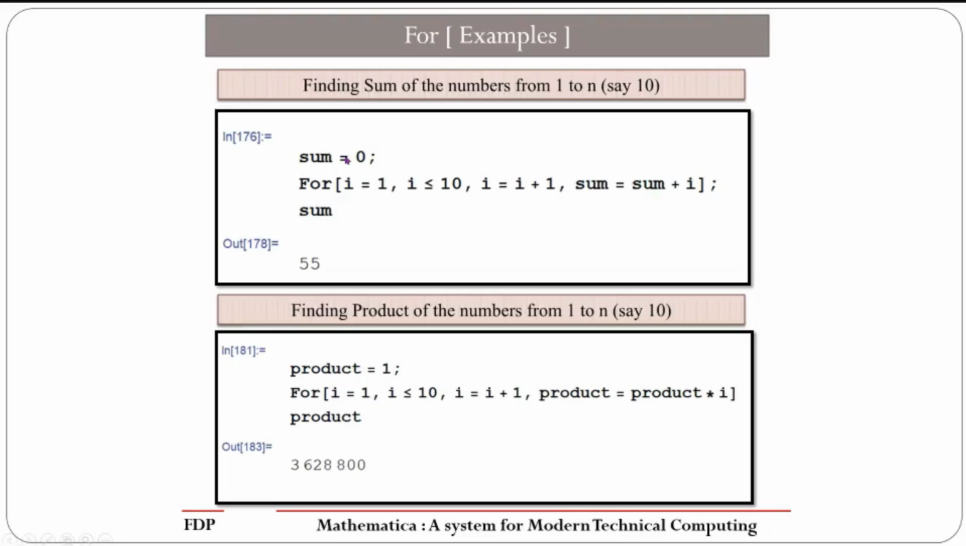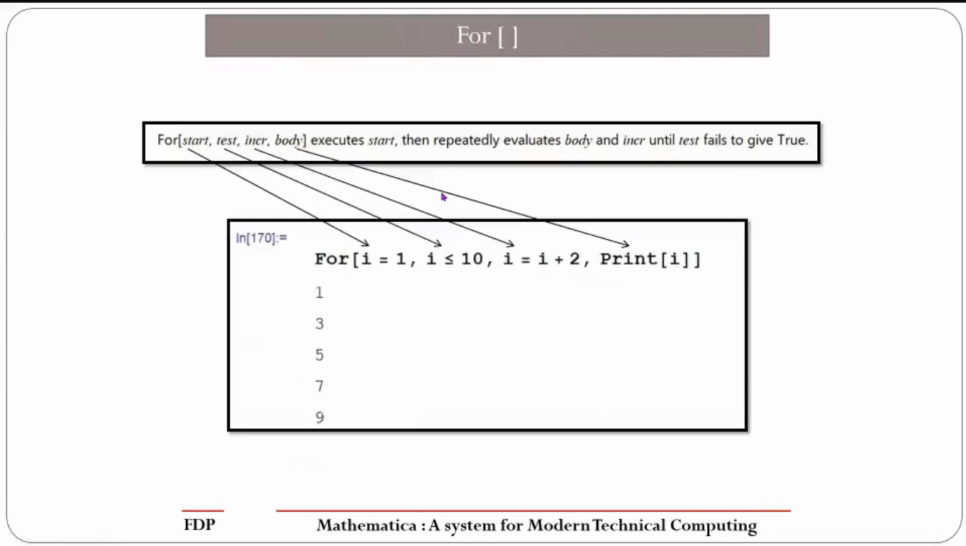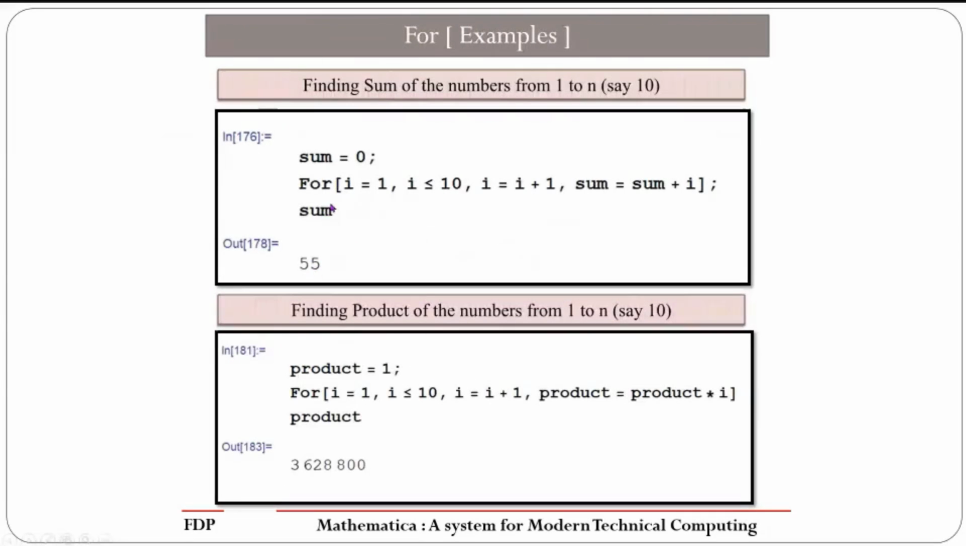The sum, that is previous value is 0, then 0 plus 1 will be 1, then again it will be 1 plus 1, that is 2, then 2 plus 1, like this. It will add as many as will come here. So the condition is 10. Whenever it goes to 11, it will end, and your answer will come up here like sum, and that is 55.